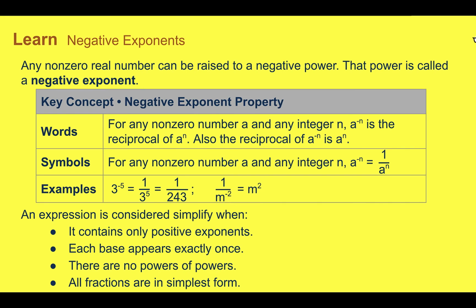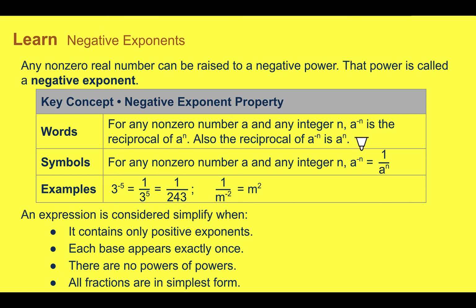Let's learn negative exponents. Any non-zero real number can be raised to a negative power. That power is called a negative exponent. So our key concept here is the negative exponent property. So any non-zero number a and any integer n, where we have a to the negative n, is the reciprocal of a to the positive n. Or we can say the reciprocal of a to the negative n is a to the positive n.